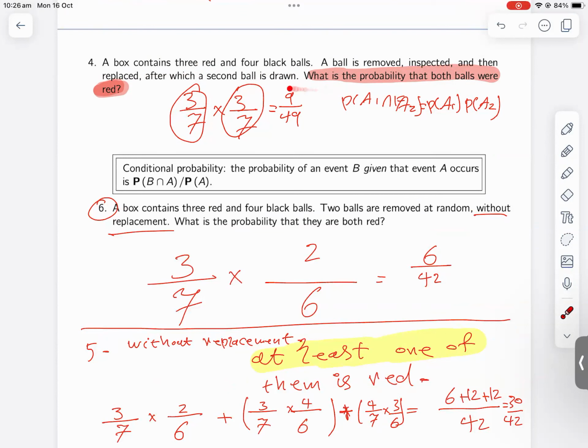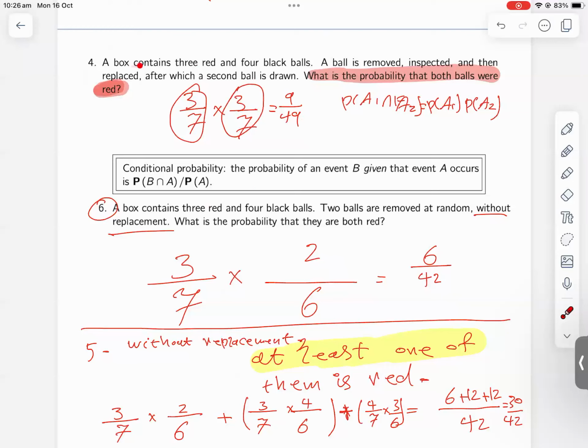So both red means 3 over 7 times 3 over 7, which will be the probability of first one red, second one red. They are independent. Probability of the first one times probability of the second one. So the answer is this one. Now, conditional probability, the definition is given here as well.